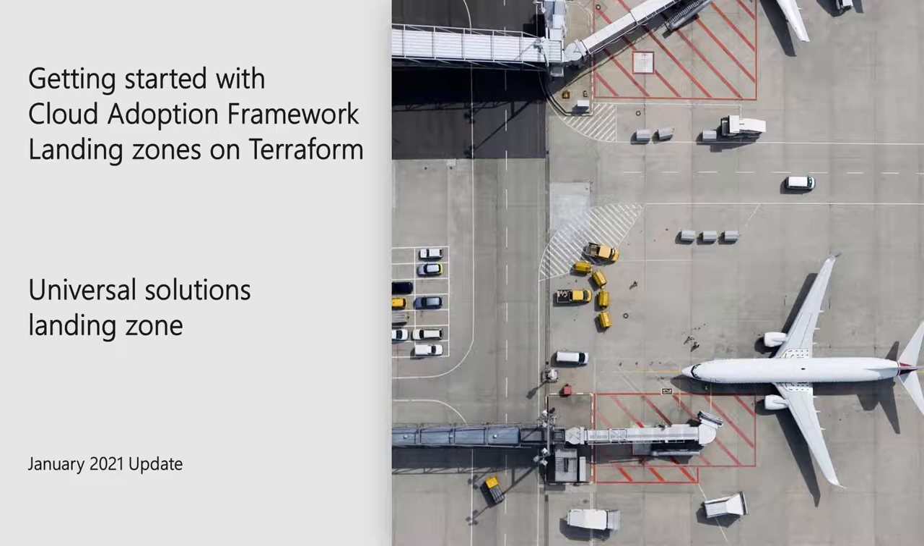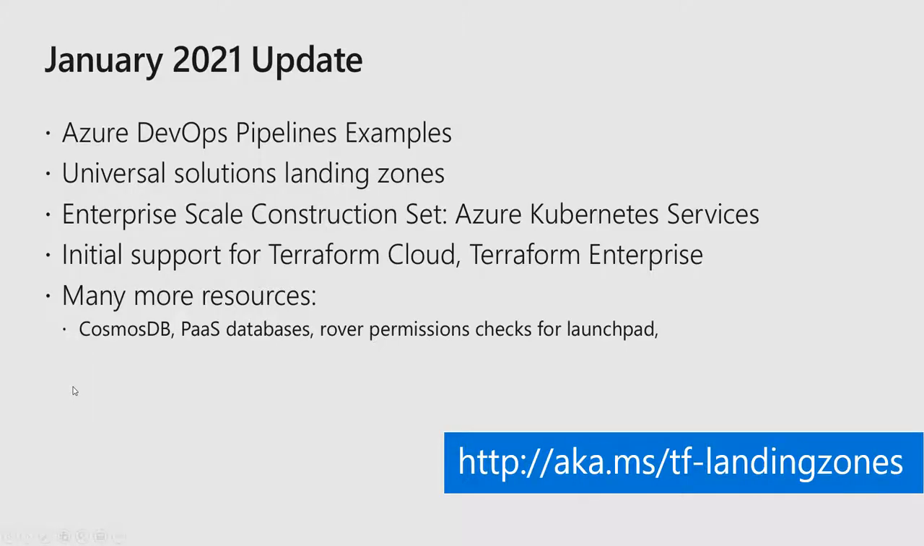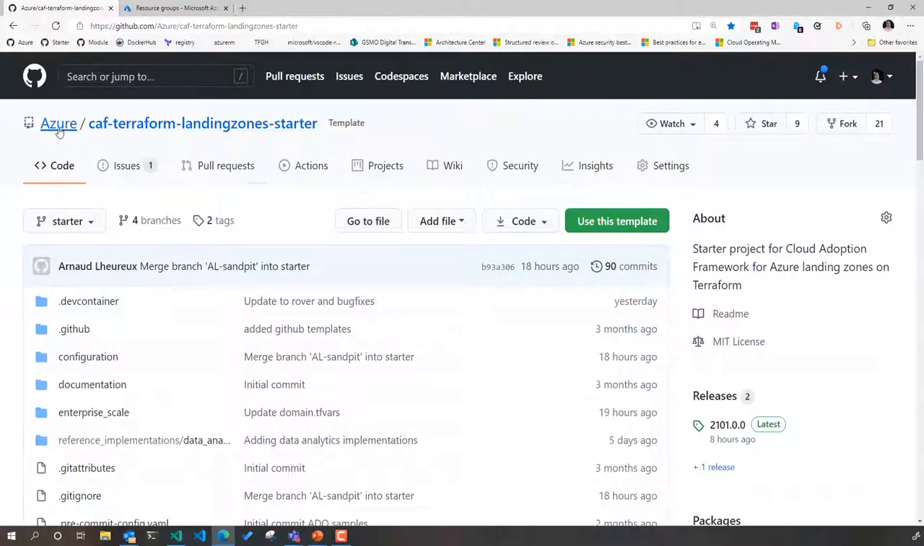So let's review together one of the updates of the January 2021 Cloud Adoption Framework landing zone on Terraform, and one of the new features is the Universal Solution Landing Zone. Universal Solution Landing Zone is one of the many solutions that allows you in this month's release to basically use the same logic, the same landing zone to deploy everything, any solution that is implemented by the CAF module.